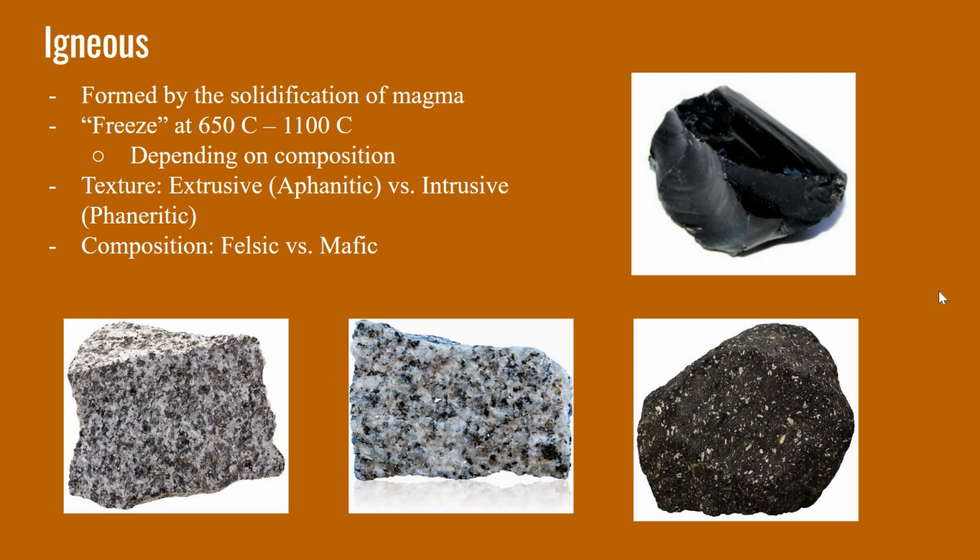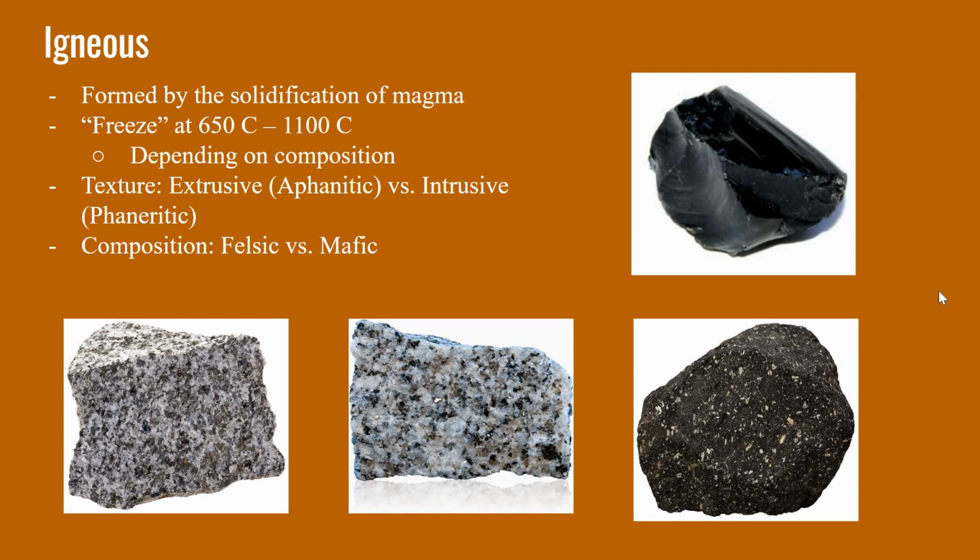Igneous rocks, in many ways, their formation is the simplest. They form by the freezing of magma, and this occurs anywhere between around 650 and 1100 degrees Celsius, depending on the composition of the magma. And magmas are not homogeneous in their composition. They vary quite a bit, so different parts of the magma may freeze out before other parts, and things may remelt and refreeze. It's a fairly complicated process, which we won't delve too much into here.